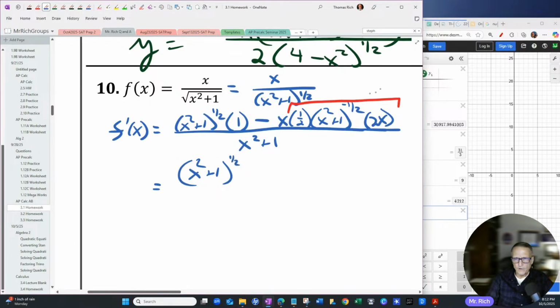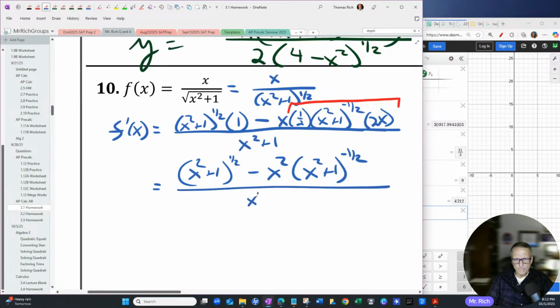And then over here, what's going to happen is my 1/2 times 2 will cancel. I will have x times x, so that's going to give me an x squared. And I have (x squared plus 1) to the minus 1/2, and then that's all over x squared plus 1. Now, for sure, there is some more simplification that we can do here.